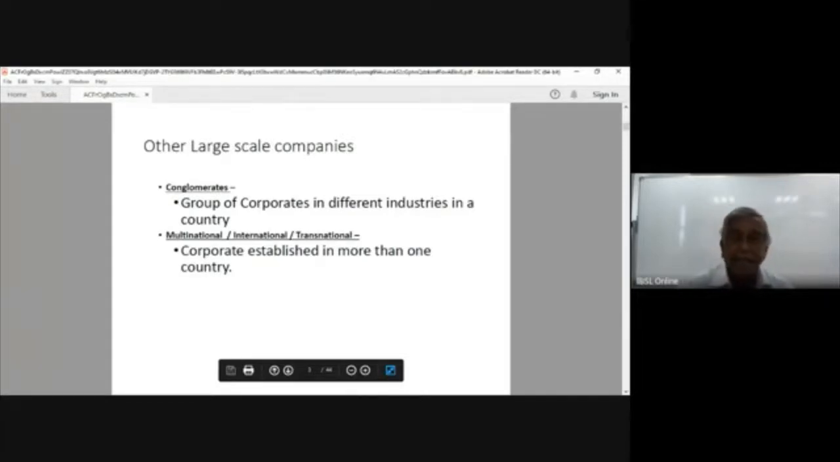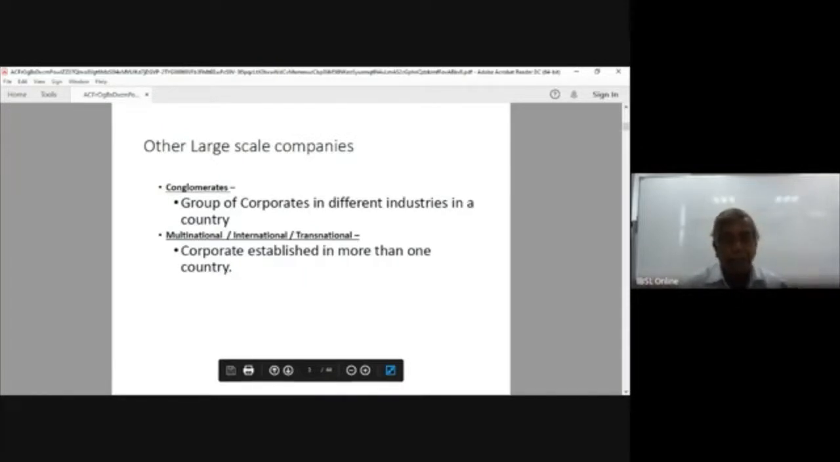Or you can take John Keells and then Hayleys International. Hayleys. There are so many conglomerates in Sri Lanka. These are the examples. And then another category, multinational or international or transnational companies. What are these companies? Corporates established in more than one country. So all these are corporates, but different categories. One is corporate businesses, the other is conglomerates, which I have explained, and then multinational, international, transnational companies. They have their businesses in more than one country.